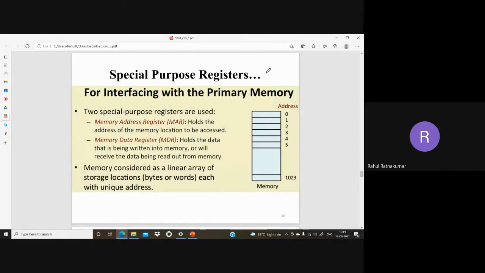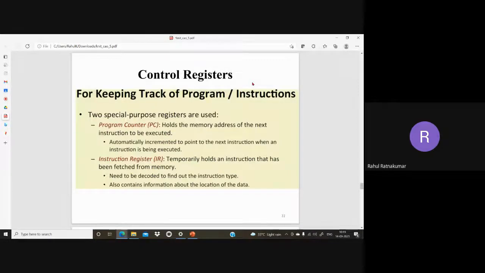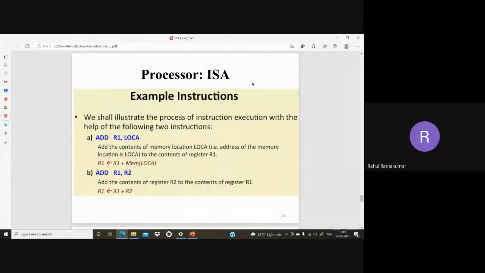We will discuss this in the next class. This is especially used in all processors. Okay, so that much for today. Tomorrow we'll discuss more about MAR, MDR, how the instructions are executed, and the program counter, instruction register, etc. Some simple instructions also we'll discuss.